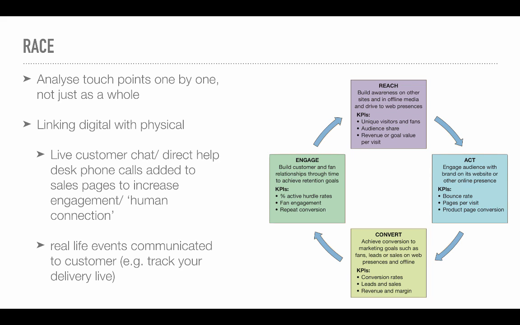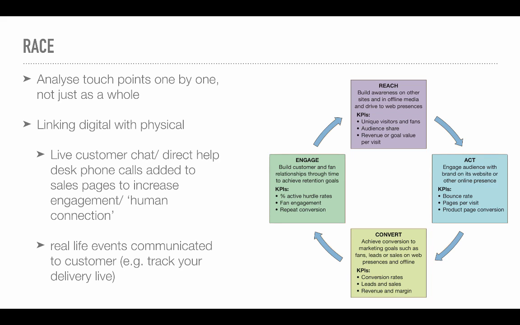So reaching is building awareness on other sites and on offline media. So Facebook adverts, YouTube adverts, magazine bits. So we're going to find our unique visitors and audience share. Then we're going to be acting, engaging our audience with a brand, website, online presence. So what's the bounce rate, what's the page visits, what's page conversion? Then we convert people, get them to come on board. So achieve conversion to marketing goals such as fans, leads, or sales on the web. So look at our conversion rates, look at our leads and sales, look at our revenue.